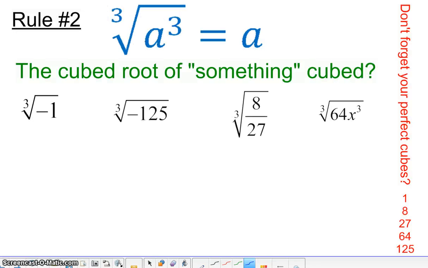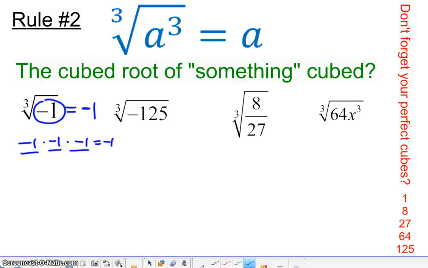The second rule deals with perfect cubes. Anything that is a cube root of something cubed is just going to be that letter. So, for example, on the first one, let's think about what this will mean. The answer, I'll go ahead and tell you, is -1. Any value that's in the cube root that is something cubed is going to be itself. Because -1 times -1 times -1, there's our 3 times. When you multiply that together, you get -1. So that's why the cube root of that is going to be -1.